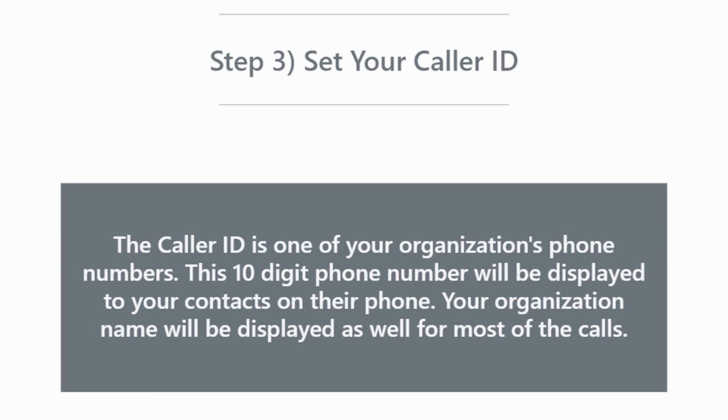Step 3. Set your caller ID. The caller ID is one of your organization's phone numbers. This 10-digit phone number will be displayed to your contacts on their phone. Your organization name will be displayed as well for most of the calls.